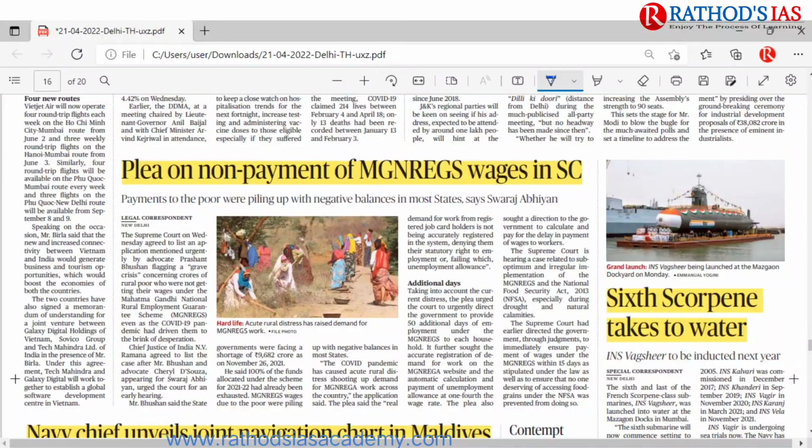And next topic is regarding a plea on non-payment of MGNREGA wages in the Supreme Court. MGNREGA stands for Mahatma Gandhi National Rural Employment Guarantee Scheme. Under this scheme, there is non-payment of wages that is mainly seen. And this year's budget allocation is also very low for MGNREGA. So this is one cause of concern.